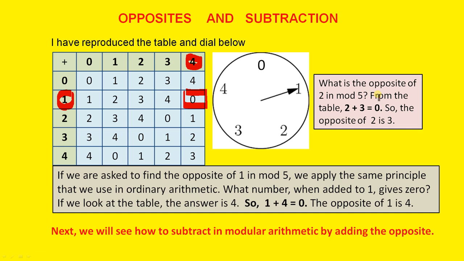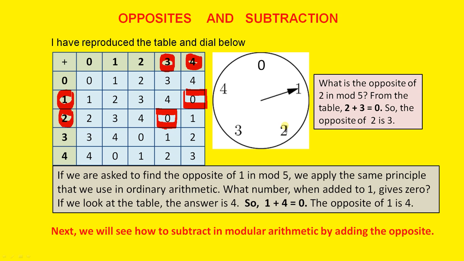Let's look at this one. What is the opposite of 2 in Mod 5? From the table, 2 plus 3 equals 0. So the opposite of 2 is 3. Okay, so what is the opposite of 2? So here's our 2. Here's our 3. 2 plus 3 is 0. So, the opposite of 2 is 3.